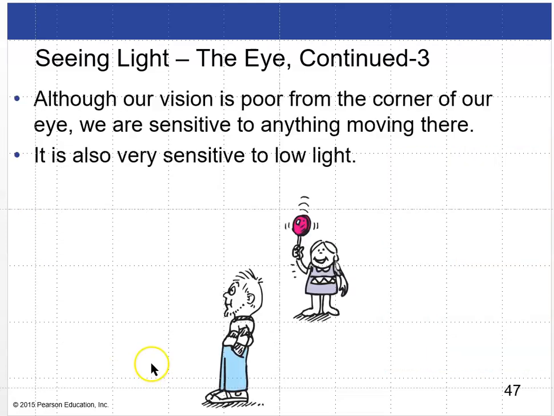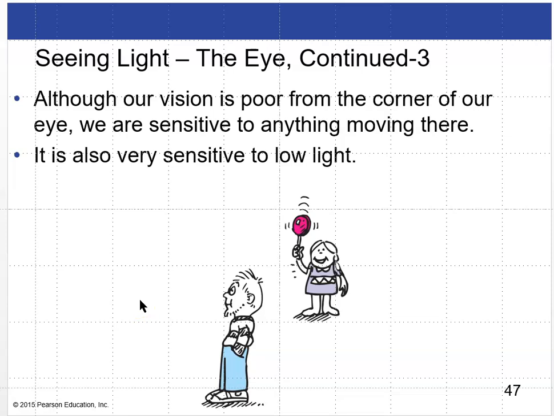Now, our vision is poor from the corner of our eyes, but we're very sensitive to anything moving there. It's also very sensitive to low light. It is our night vision. And the reason it's so sensitive to things moving, well, suppose you are out on the plains of Africa at night and you see something moving in the corner of your eye. It's probably something that's trying to sneak up on you and eat you. So they're there to protect us from things that go bump in the night and that move in the night.